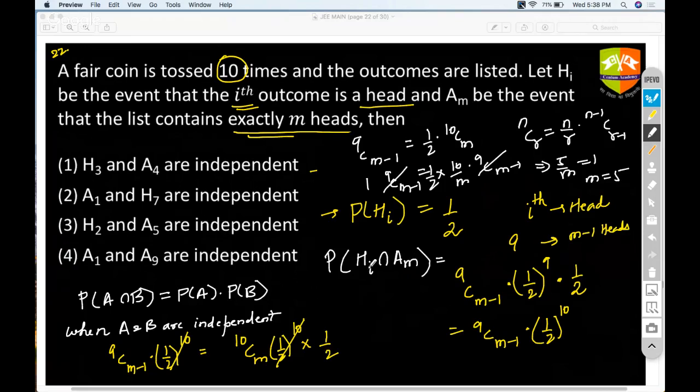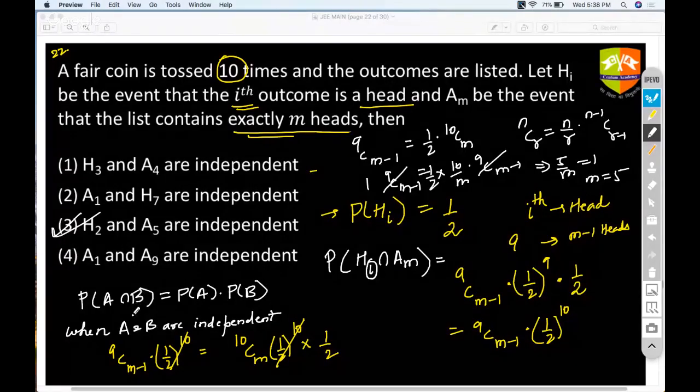So A is independent of Hi, A5 will be independent of anything. Correct? So A5 is independent of any event. So this option 3 will be correct. Okay? It is independent of Hi. I can be anything. So the only dictating factor is the 5, which is only present in option 3. So unfortunately, nobody could give the right answer to this.